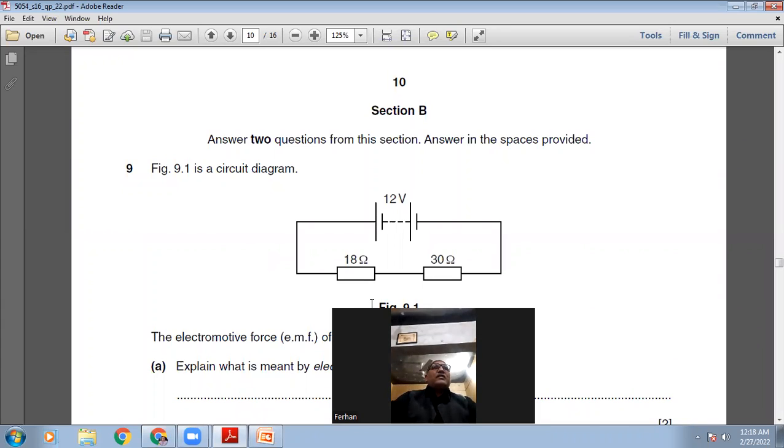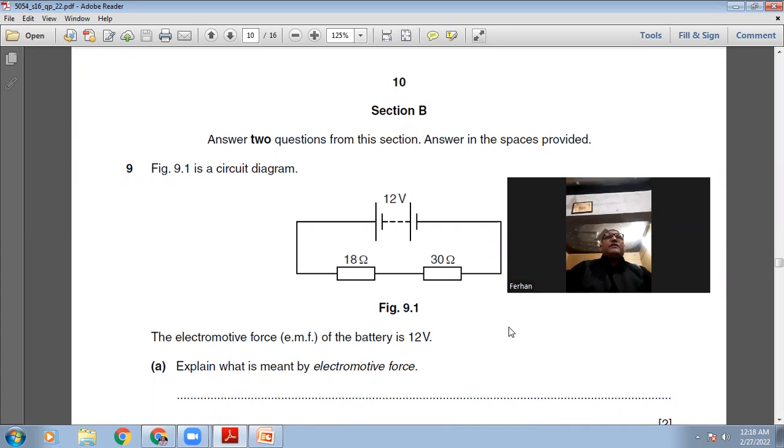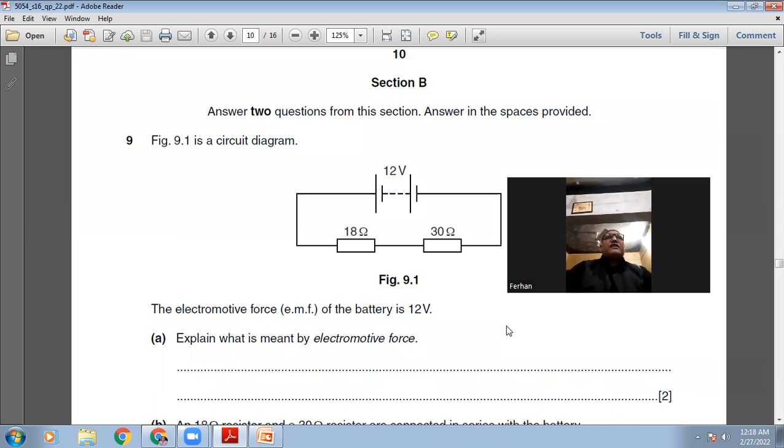So we have here section B of this paper, and you can see: answer the questions from this section, answer in the spaces provided. Figure 9.1 is a circuit diagram. So here you have a circuit. This is a battery. Here you have an 18 ohm resistor, and here you have a 30 ohm resistor. The electromotive force EMF of the battery is 12 volt. Explain what is meant by electromotive force.